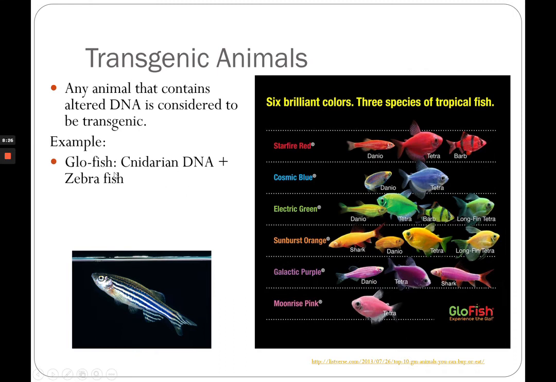So the glowfish is essentially Cnidarian DNA. Cnidarian is the classification or group name for the jellyfish, plus a zebrafish. Now, there's no other purpose than entertainment here, creating a rather stunning looking fish. But these fish, if you release them in the wild, will reproduce just like regular zebrafish will. The only alteration is their coloration.